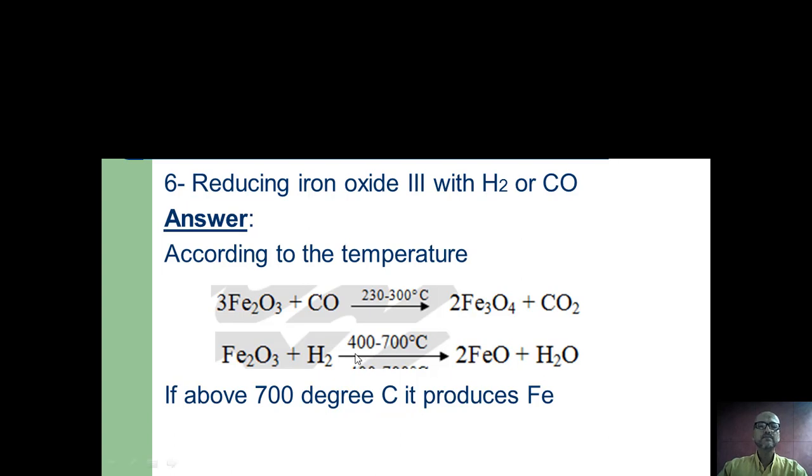But if you heat above this temperature, from 400 up to 700, what will happen? You will get, yes, FeO, iron 2 oxide. Why? Because the temperature is higher than in the first case. So if you heat above 700 or to reach 900, you will get iron. Don't forget this. Above 700 for any oxide, you will get what it produces. It produces iron only.